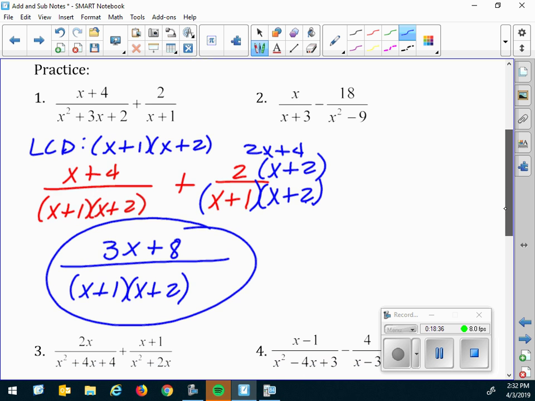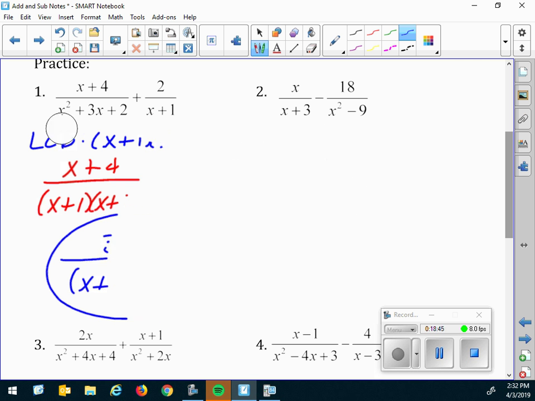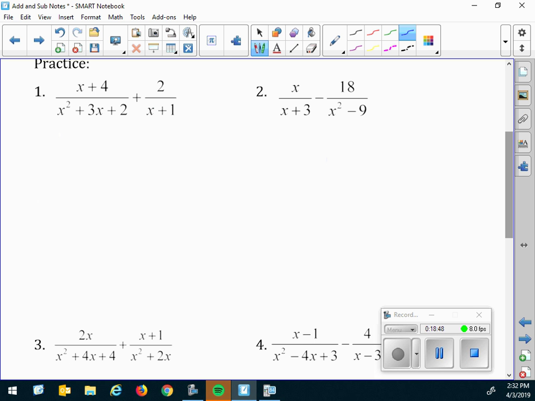Okay, let's try another one. Can I erase this? Are you writing it down? Okay. Number 2. Will either of those denominators factor? Both? The second one will? How? The difference of 2 squares, good.